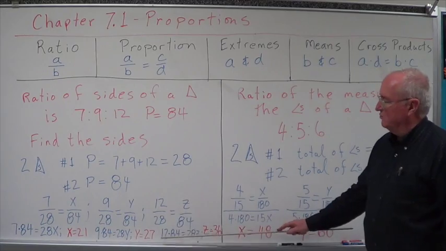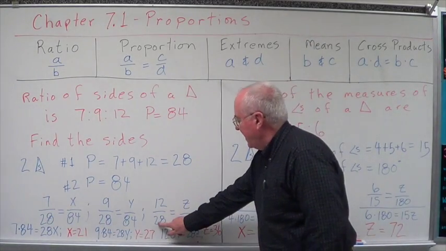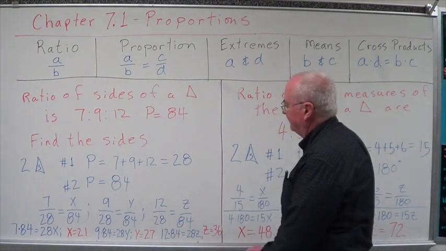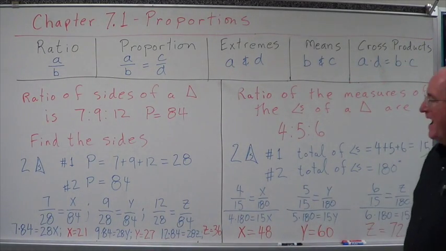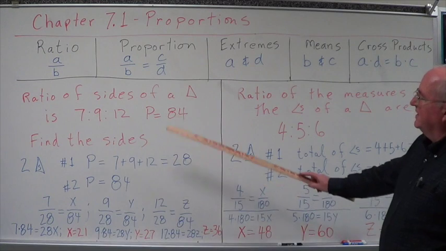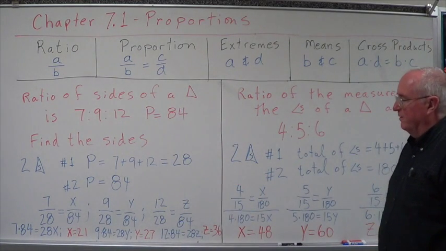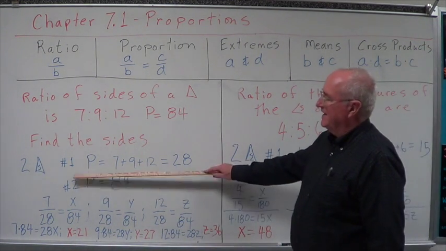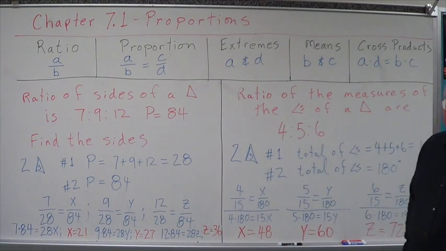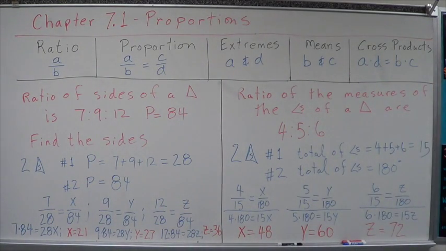Next one, 12 is to 28 as z is to 84. We do that one, we come up with 36. Now, to check it out, add x, y, and z, and we should get what? Better get 84. 21 plus 27 plus 36 equals 84. Therefore, you're good. Look at this, study it, understand.